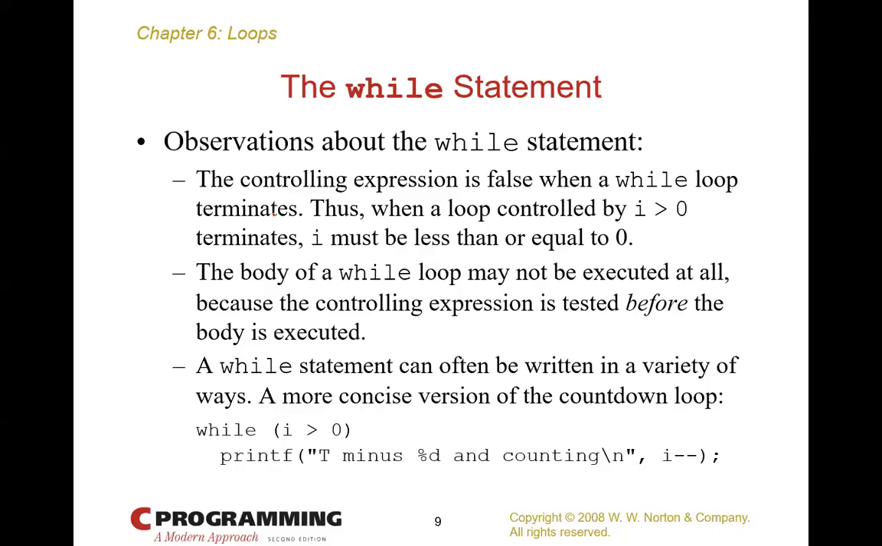Observations about the while statement. The controlling expression is false when a while loop terminates. So the last time the while loop executes, when it terminates, the controlling expression must have given an answer that is false. The evaluation of the controlling expression must be false because we need it to be false before we can stop the loop.